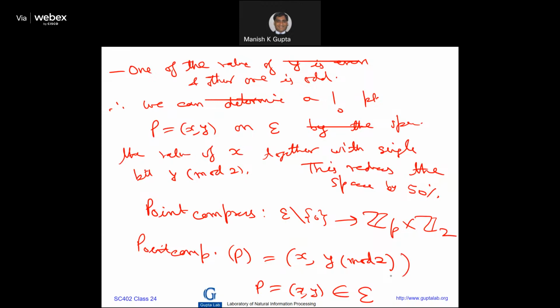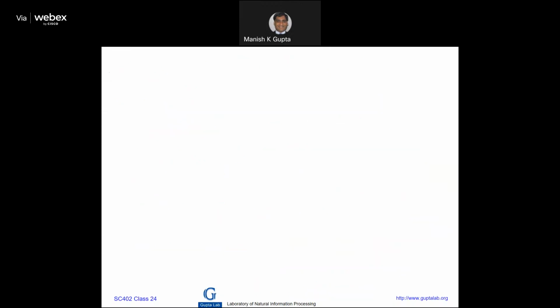So this is a way: we can take a point P on the elliptic curve and do the point compress, and I get this pair. Now, if this pair is given, how do we find the point? Essentially, there is an algorithm for it, which I am going to mention now. It is known as point decompress.